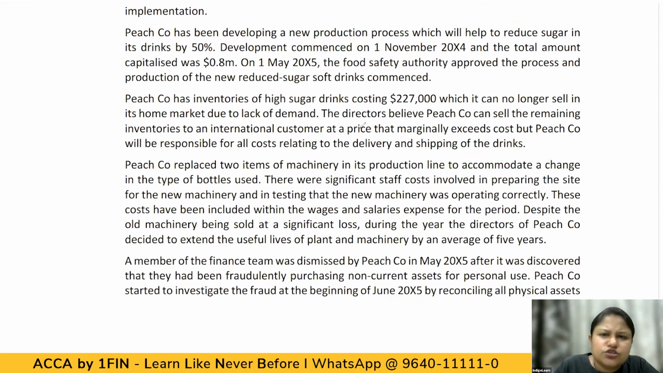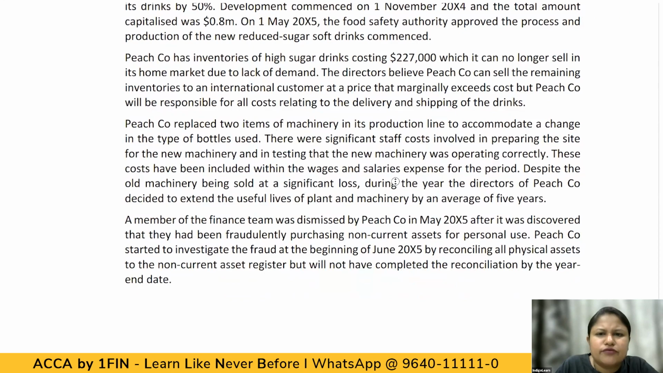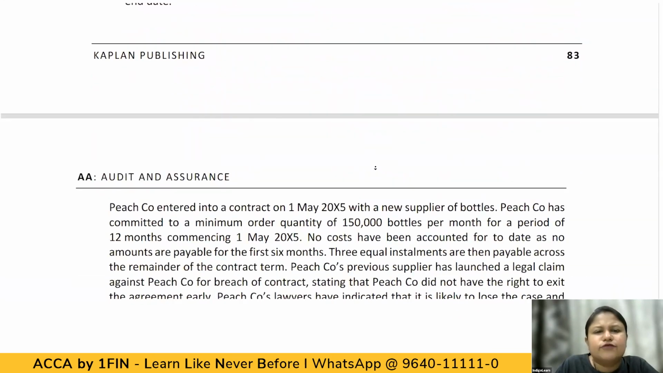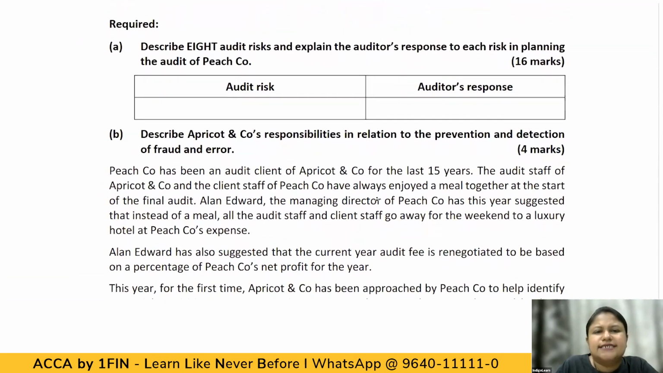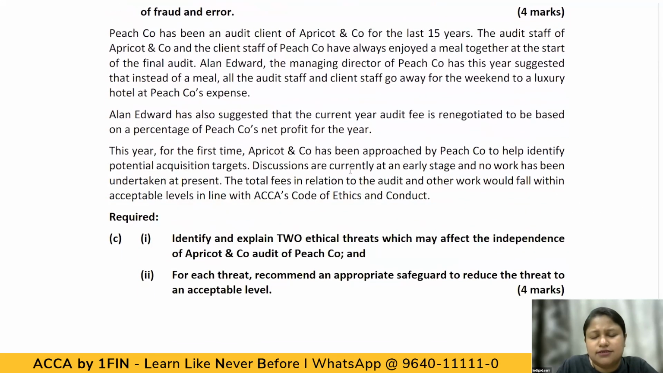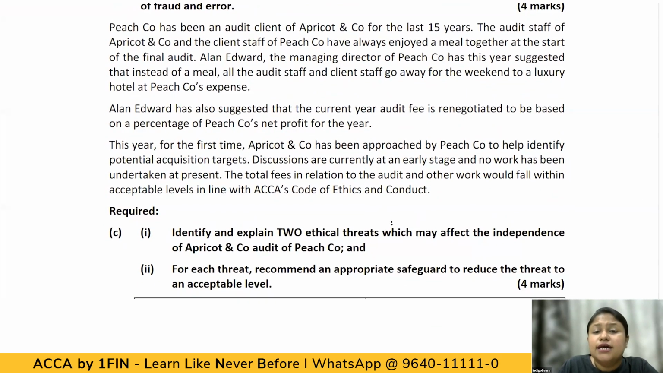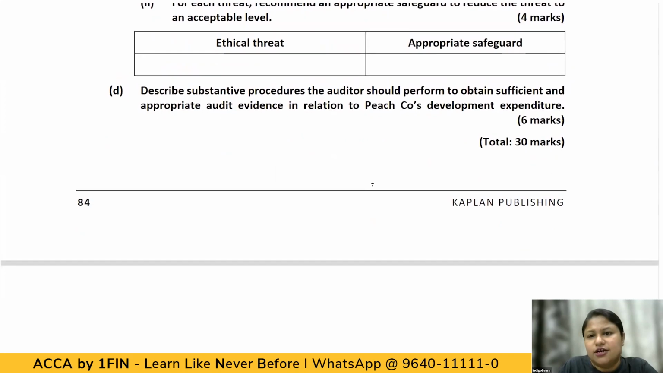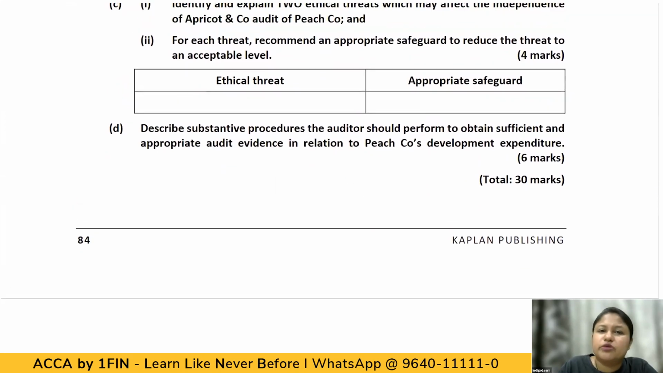Okay, since we have gotten a large understanding of the entire question, now it's time for us to actually look into the answer and see how this question is answered properly. It's a 30-marker question, so your understanding of this question has to be very clear. So let us move on. Let's look into the answer given by the material.